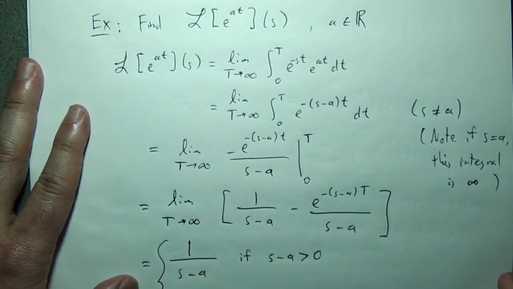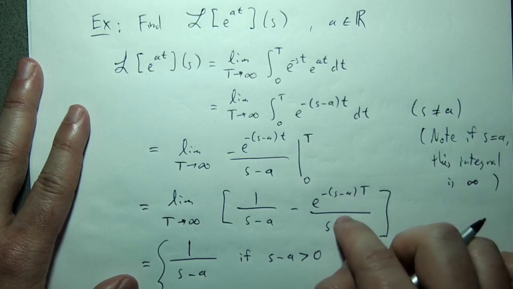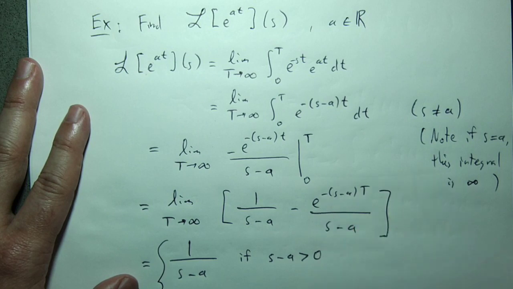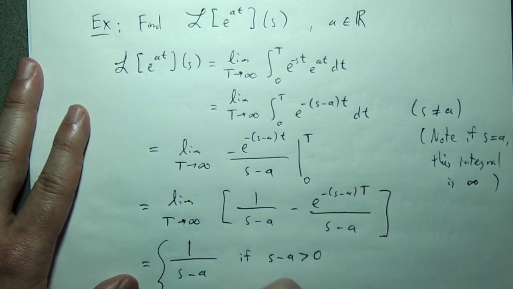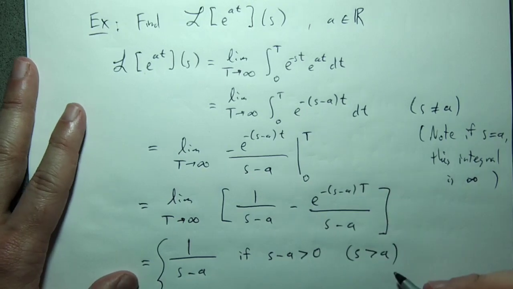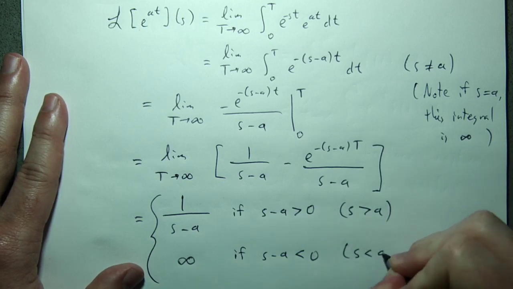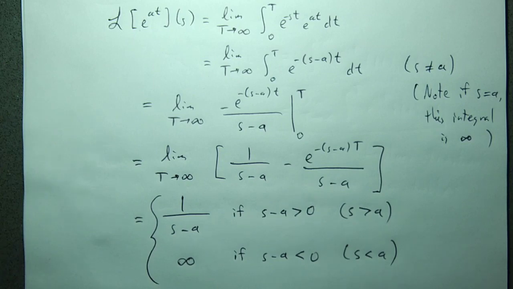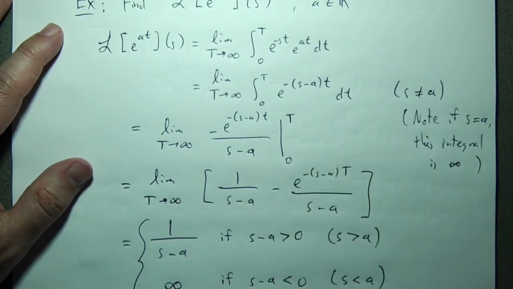And there's another case. If s minus a is negative, well, then the opposite of what I said is true, right? This is e to some very positive number, which is going off to infinity. So this is infinity if s minus a is negative. But s minus a being positive means, another way of writing that is s is bigger than a. And another way of writing s minus a as negative is saying that s is less than a. Okay? And so we've characterized what this Laplace transform is for all these different values of a.